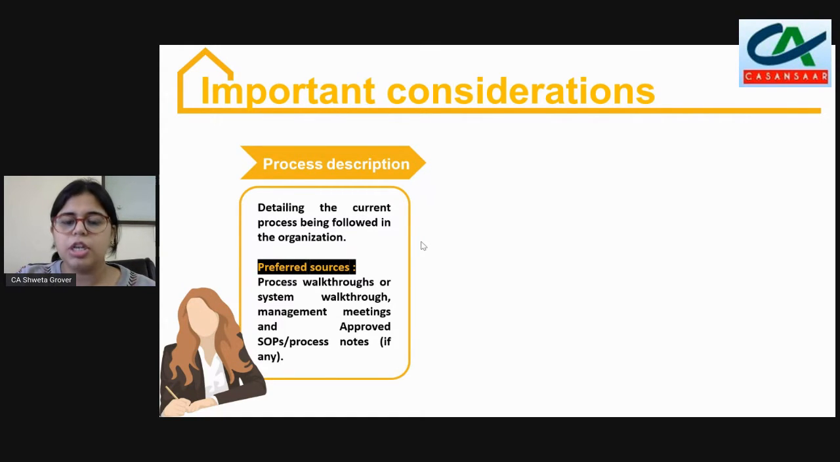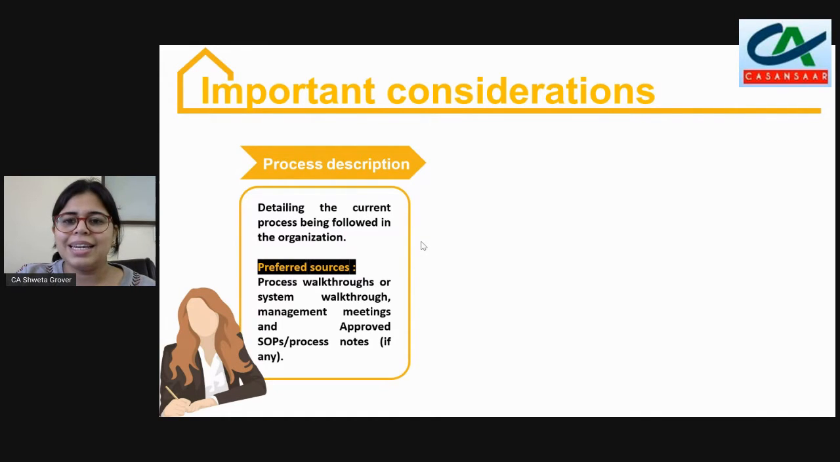When you are mentioning process description for an RCM, you need to refer to a good source for those process descriptions. Let's take an example: you are auditing the HR process of a particular organization. What all process documents and policy documents are you going to refer to when you are writing down this process description in your RACM?